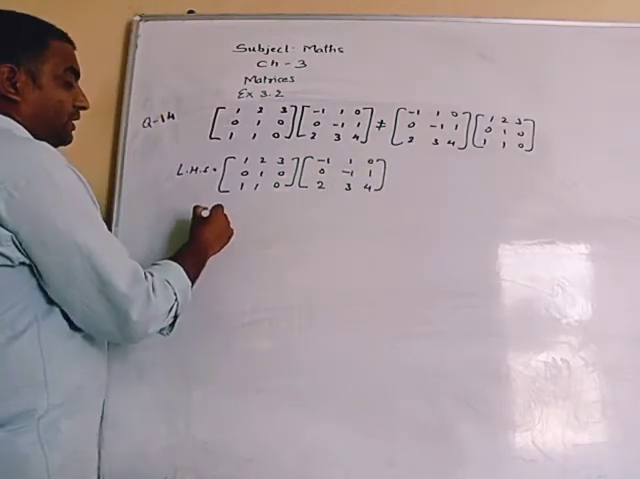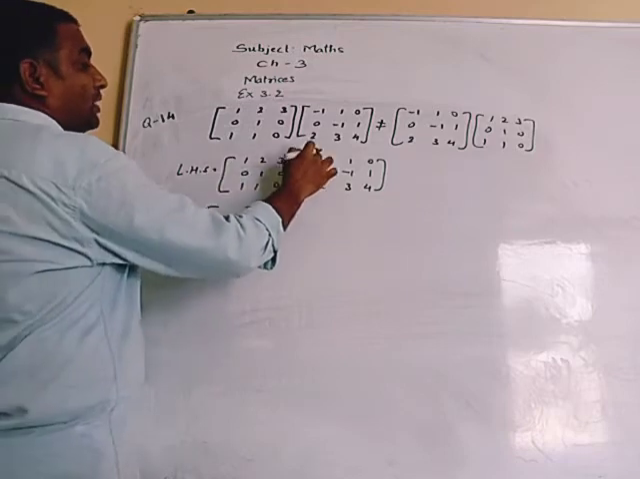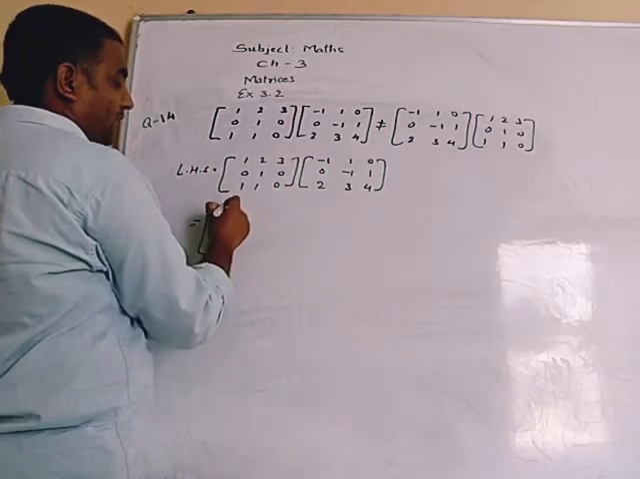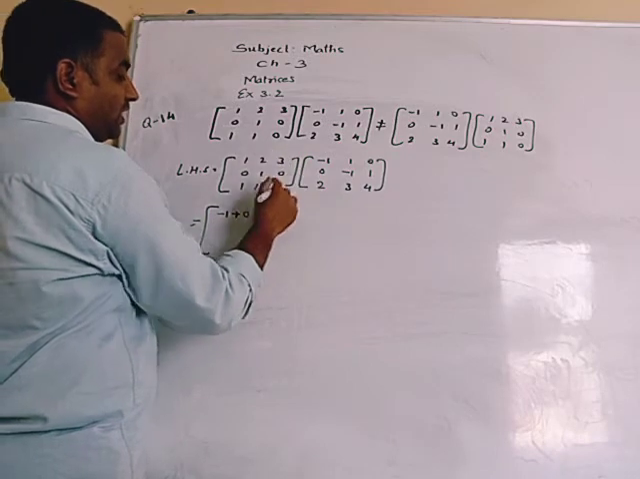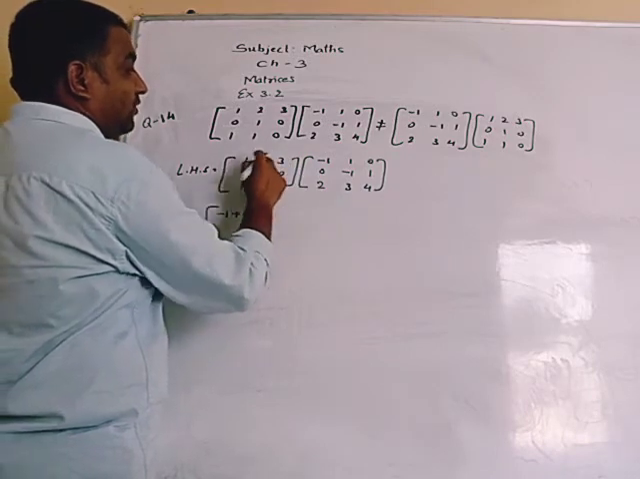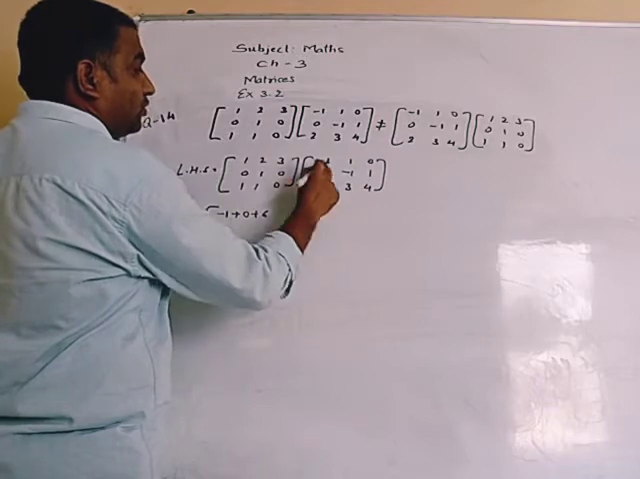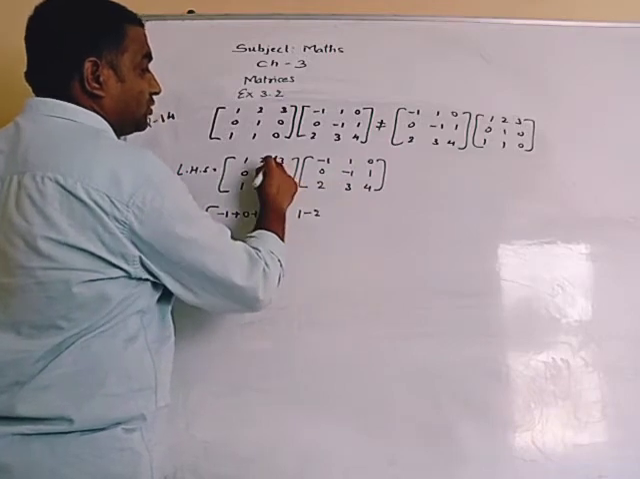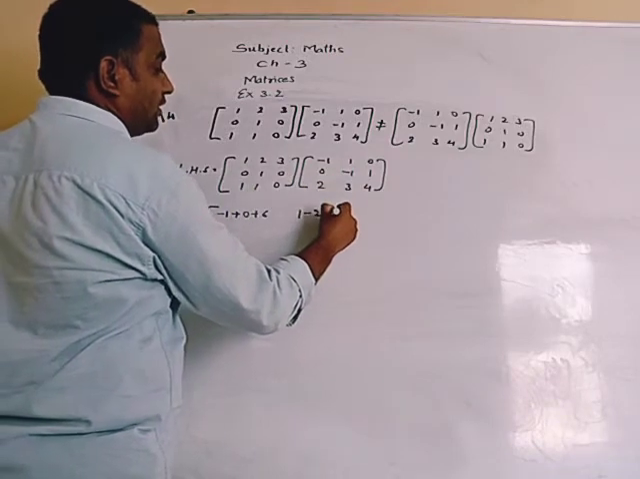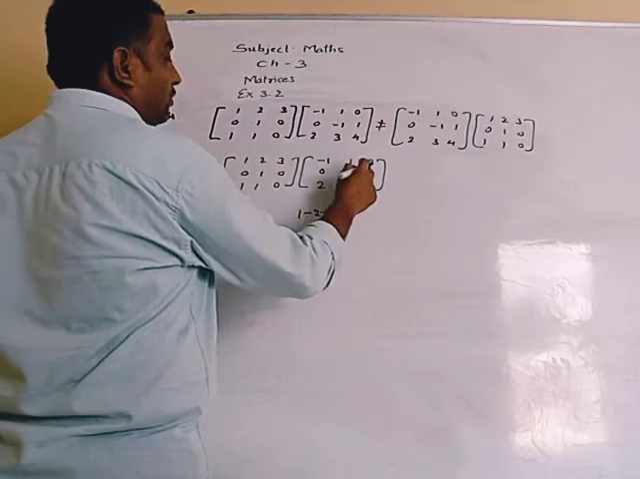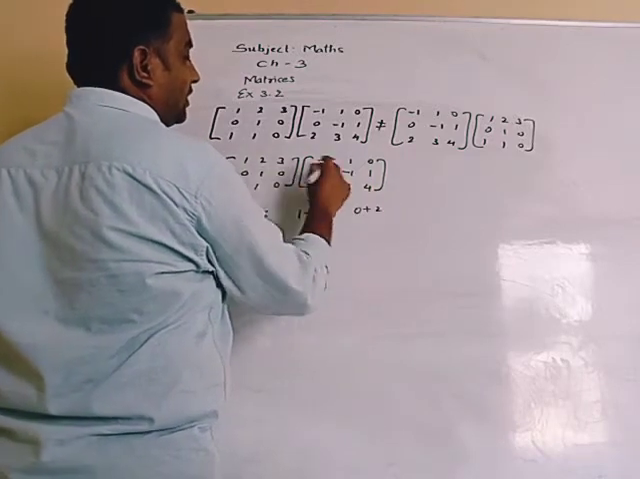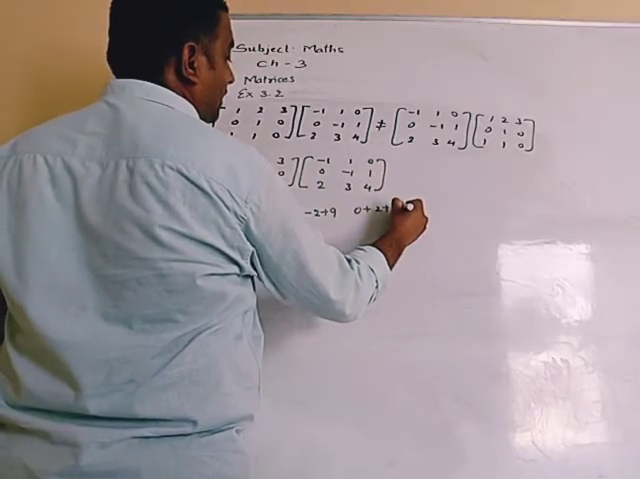Now we take the matrix multiplication. So first row multiply with first column, then 1 into minus 1 is minus 1, plus 2 into 0 is 0, plus 3 into 2 is 6. 1 into 1 is 1, 2 into minus 1 is minus 2, 3 into 3 is 9. 1 into 0 is 0, 2 into 1 is 2, and 3 into 4 is 12.